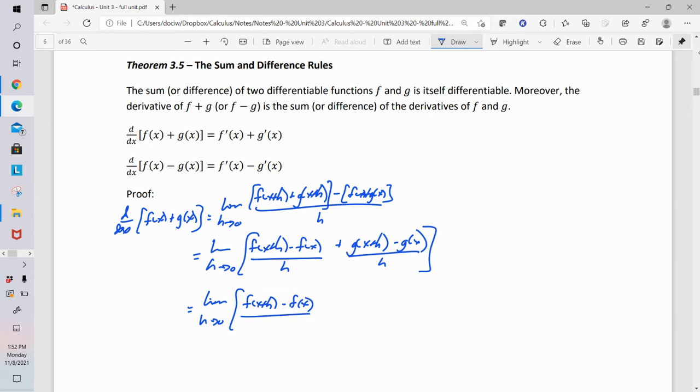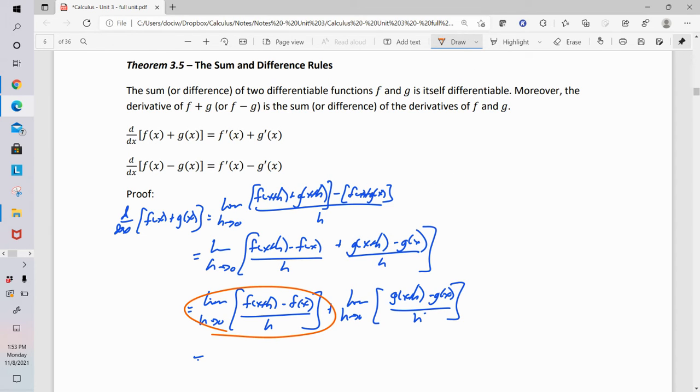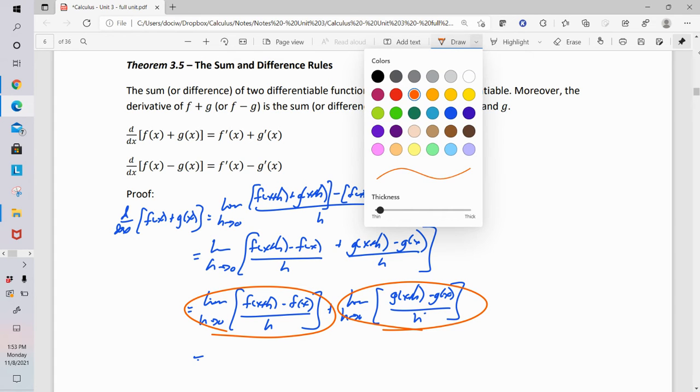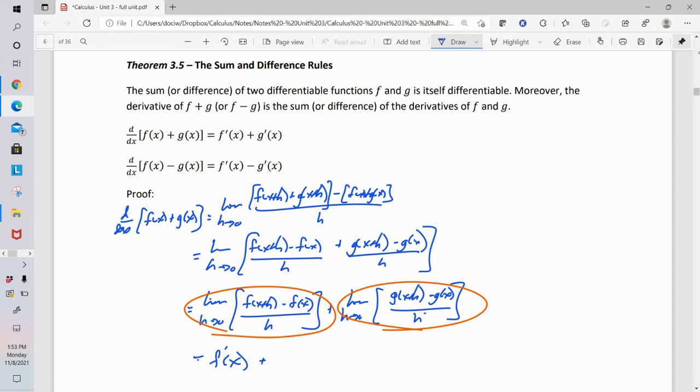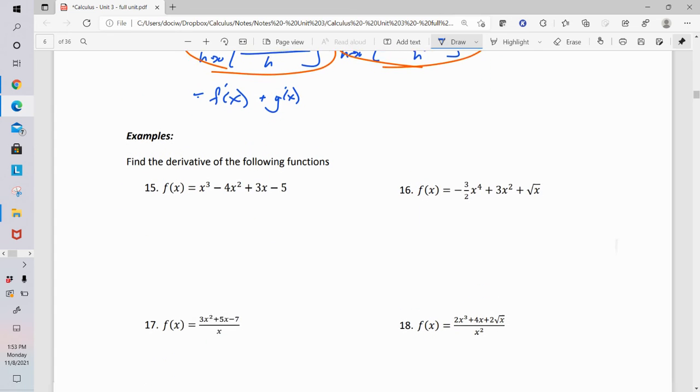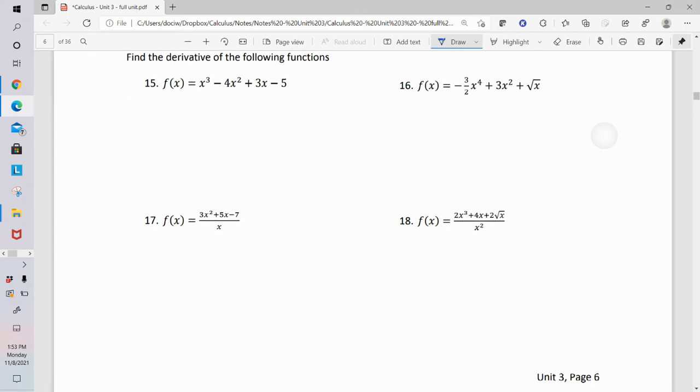plus the second function, I can find the limit of those two functions independently. So basically I can split these, and the limit of the first is f of x, and the limit of the second is g of x. That is the definition of the derivative. So this is f prime of x plus g prime of x. And basically all that means is if I've got a sum of individual functions, I can take the derivative of those one at a time.